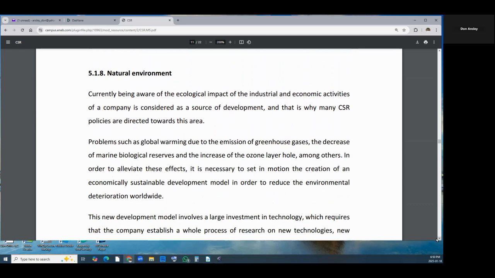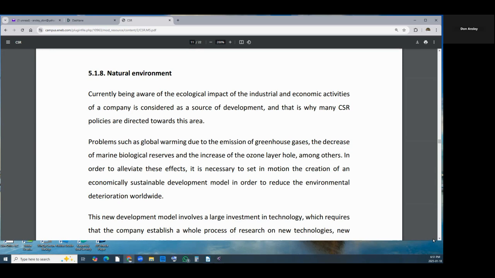Currently, being aware of the ecological impact of the industrial and economic activities of the planet is considered a source of development, and that is why many CSR policies are directed towards this area. Problems such as global warming due to the emissions of greenhouse gases, the decrease of marine biological reserves, and the increase of ozone layer holes, among others. In order to alleviate these effects, it is necessary to set in motion the creation of economically sustainable developmental models in order to reduce the environmental deterioration.